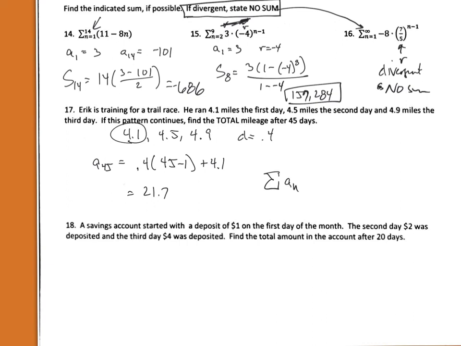So then, if you want to use the sigma, you can, but you're going to have to find the nth term. So you're going to have to use the formula anyway. I'd rather just do the numbers, so that's why I'm not using sigma. So we know we have 45. First term is 4.1. The last one is 21.7. We'll divide that by 2, and we get 580.5 miles.